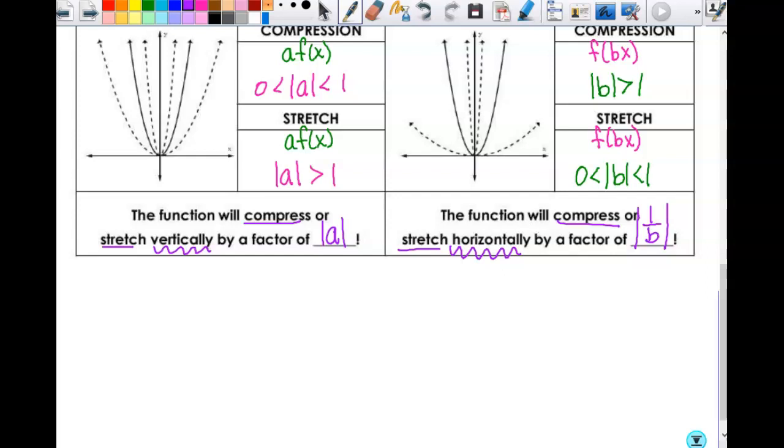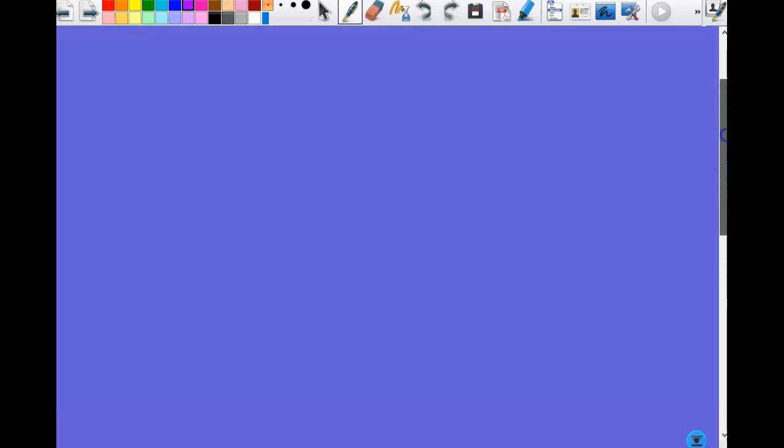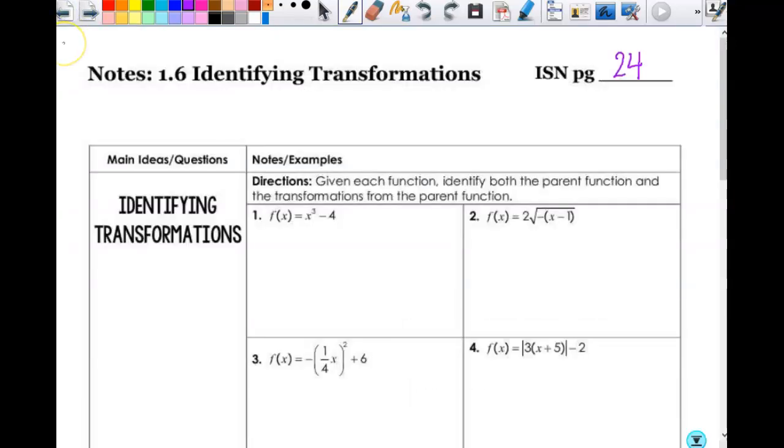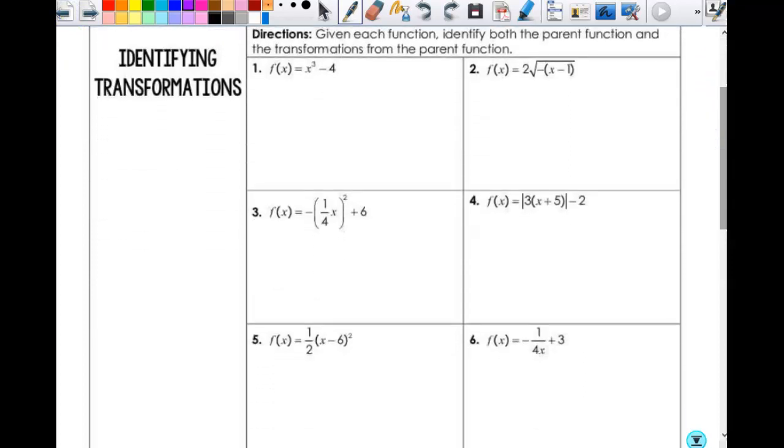All right. Then let's look at the next piece of paper. This is going on page 24. So you want to make sure that you understand what the directions are asking of you and what you need to write as your answer here. So it says, given each function, identify both the parent function and the transformations from the parent function.